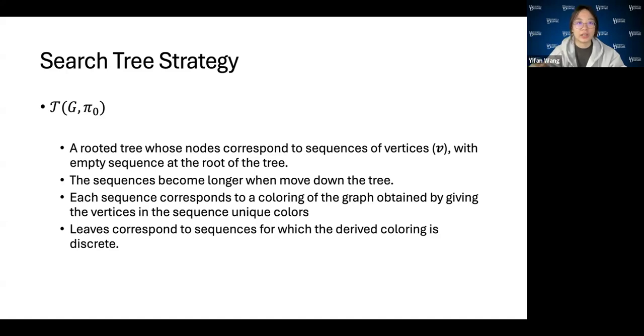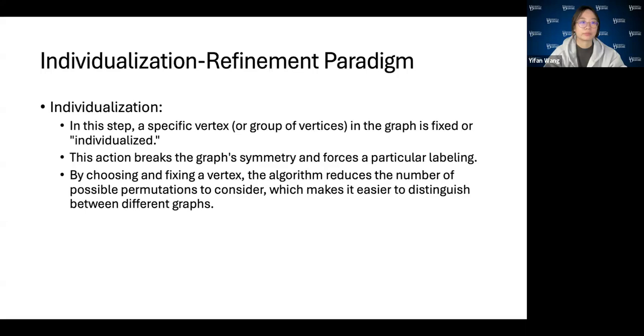And also at each level of the tree, we make decisions about how to label or individualize a specific vertex in the graph. As we move down the tree, we refine this labeling by further fixing or individualizing such vertices and analyzing their connections between different cells. So the deeper we go, the more details we will understand about the graph structure.